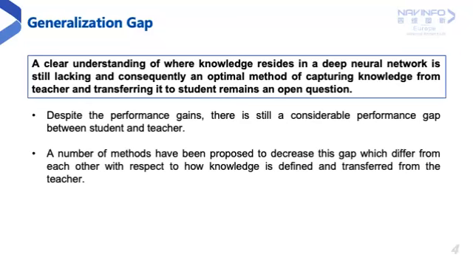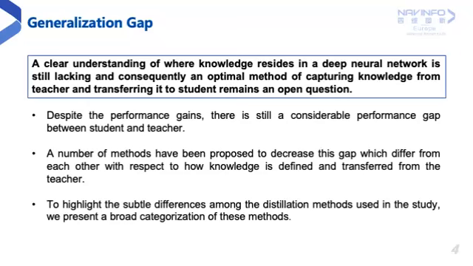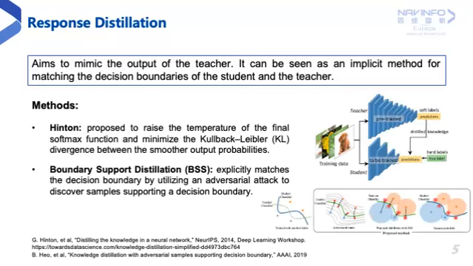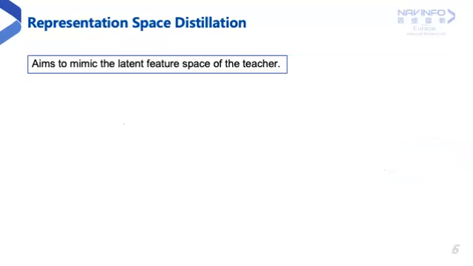To this end, a number of methods have been proposed which differ from each other with respect to how knowledge is defined and transferred from the teachers. To highlight the subtle differences, we present a broad categorization of these methods. Response distillation aims to mimic the output of the teacher. Methods include the original KD formulation by Hinton and BSS, which matches the decision boundary using an additional boundary supporting loss.